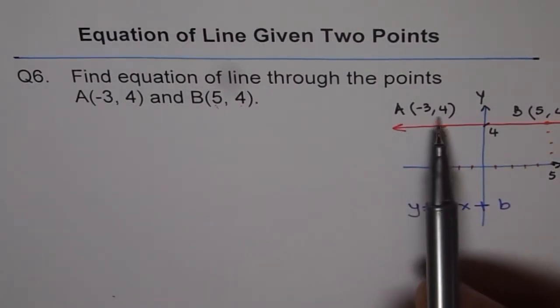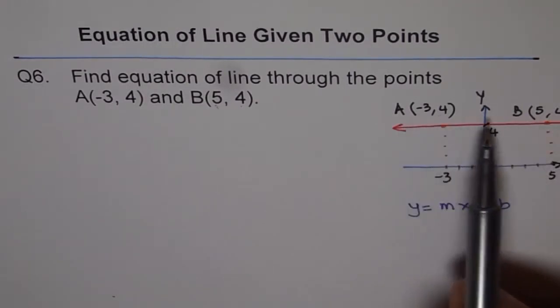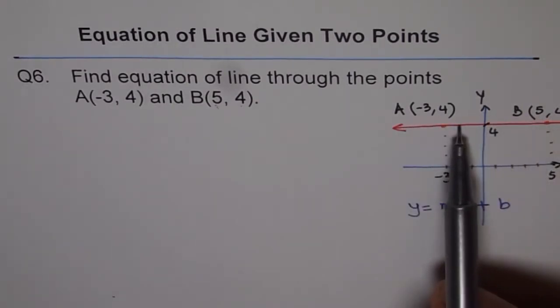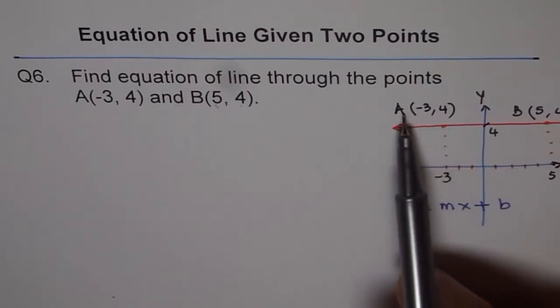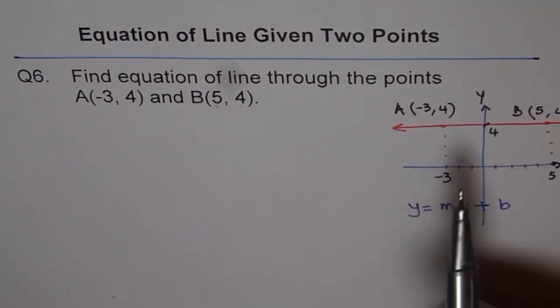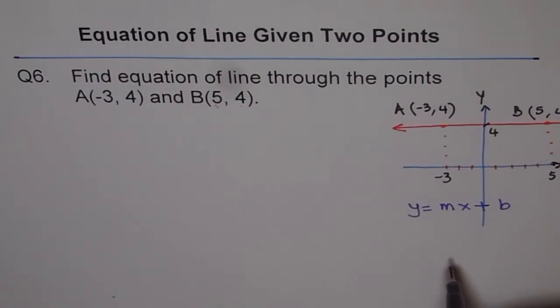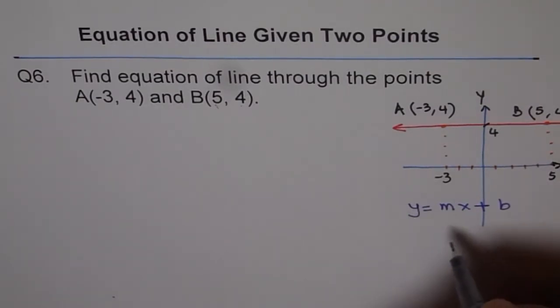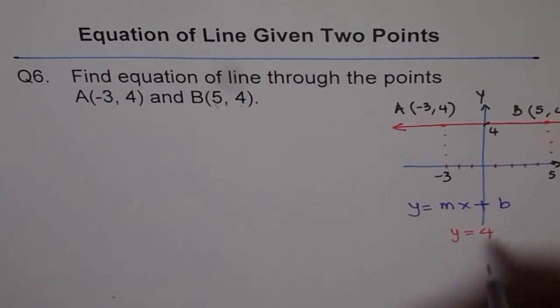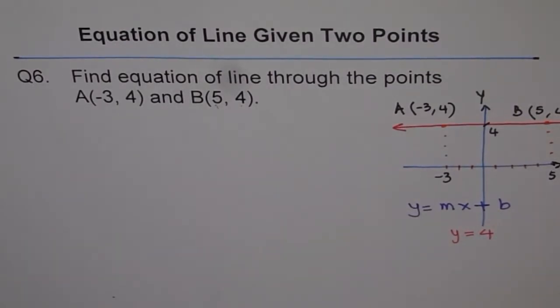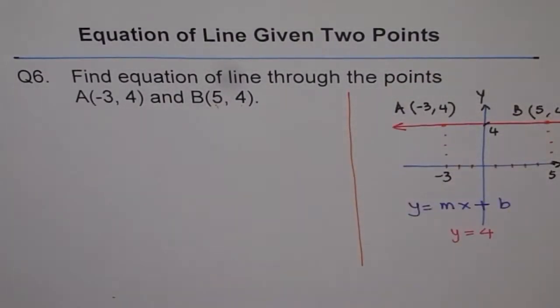Also, you observe that the y value is the same for both A and B. In fact, if I take any point on this line, the y value will be 4. So the equation of this line is y equals the y-intercept, or the y values of the coordinates, which is y equals 4. So this is what we reasoned out, correct? Let's put the reasoning on the side and do it algebraically and figure out whether we really get it. So let's try to do it.